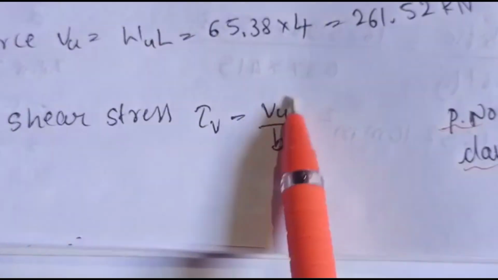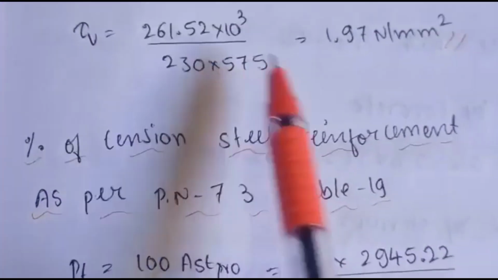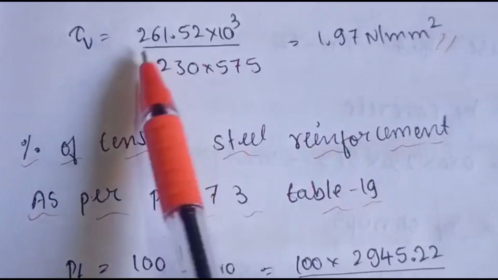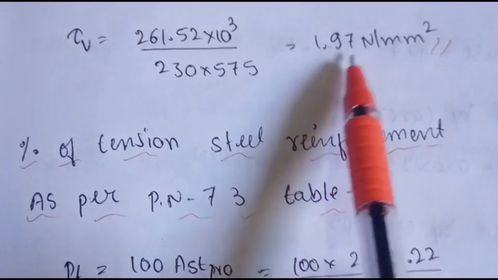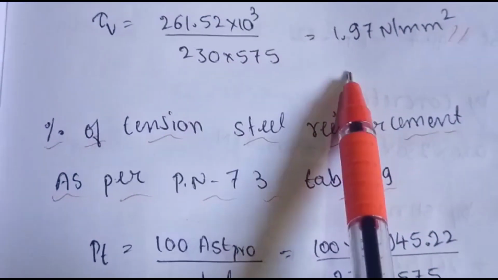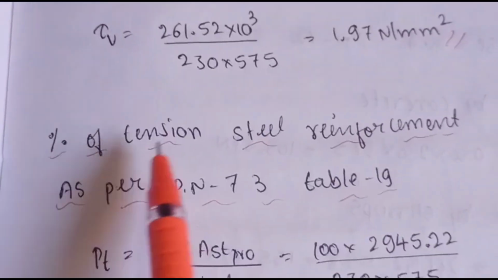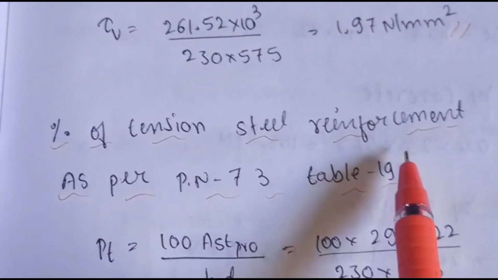So by using this formula, we will calculate the nominal shear stress. The same formula I have written here. So substitute all the values. After simplifying, we will get our tau v value as 1.97 Newton per mm square, which is our nominal shear stress. After that, we will go for the calculation of percentage of tension steel reinforcement.